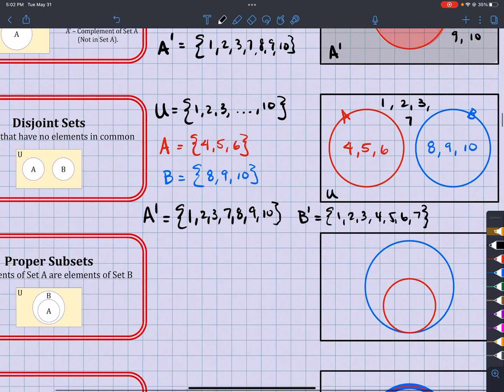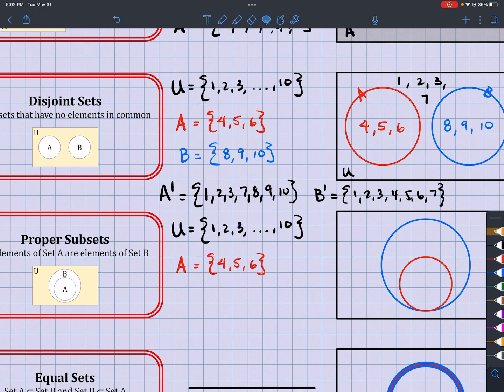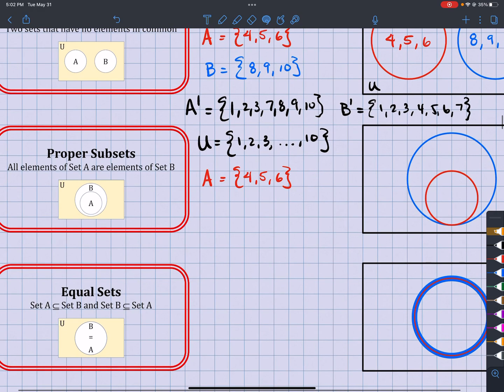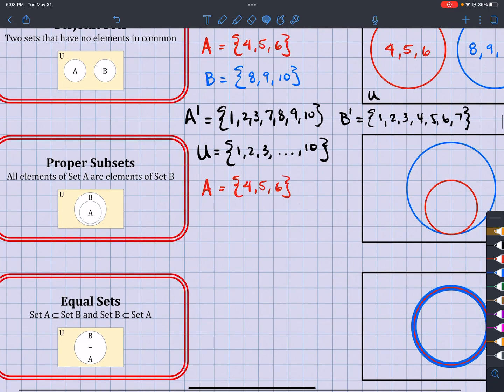All right, let's talk about a proper subset. A proper subset is saying that, here's my universal set. I have A, but for a proper subset, all the elements of A are in set B. So B would be something like this.